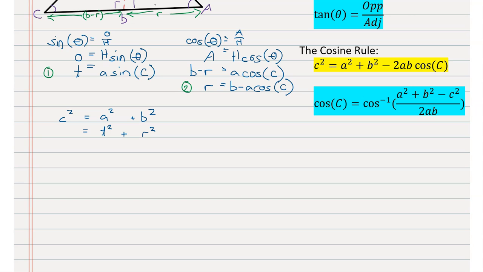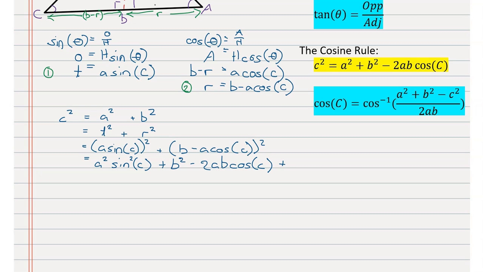Awesome. Now notice we've already got t as the subject in this equation and r as the subject in this equation here. So we can simply substitute in a sine C all squared plus b minus a cos C all squared as well. Now breaking open those brackets, we're going to get a squared sine squared C. Notice the location I put the squared, and then notice we've got two terms within the brackets, so I'm going to have to expand this out. So we'll get b squared minus 2ab cos C plus a squared cosine squared of C.